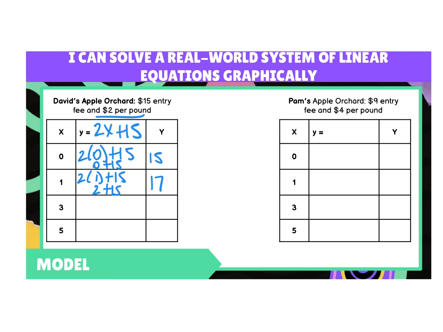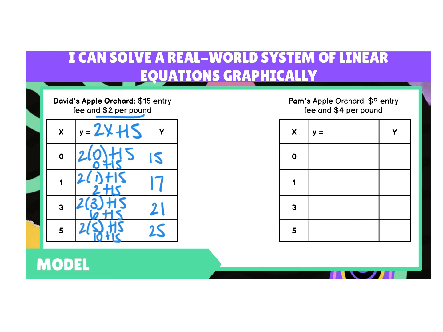And then we can do 3, so 2 parentheses 3 plus 15. Again, you can put that straight up in your calculator, 2 parentheses 3 plus 15, hit enter. I don't have a calculator in front of me, so I'm just doing it by hand. And our last one, 2 parentheses 5 plus 15. So 10 plus 15 will give us 25.